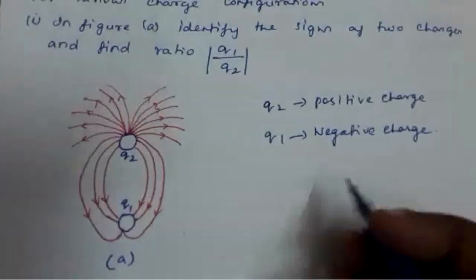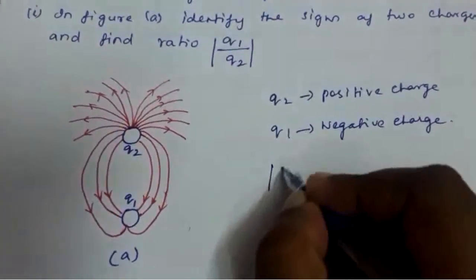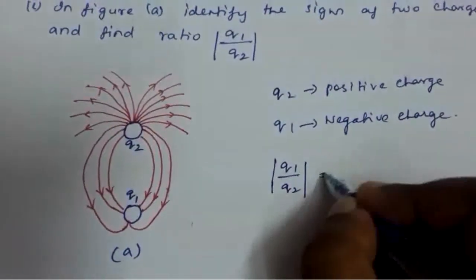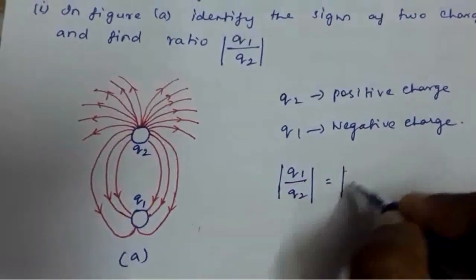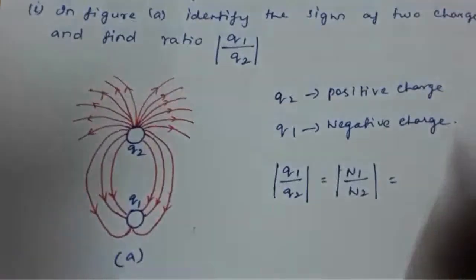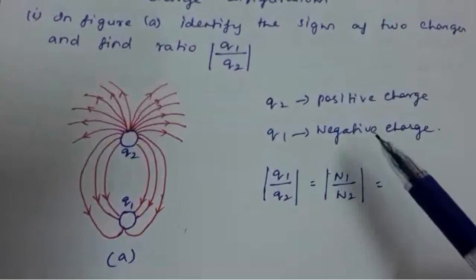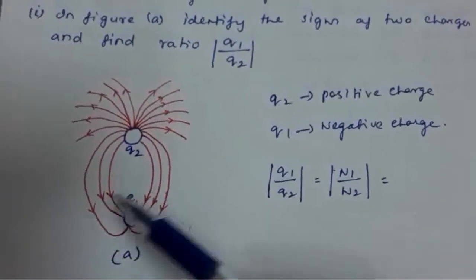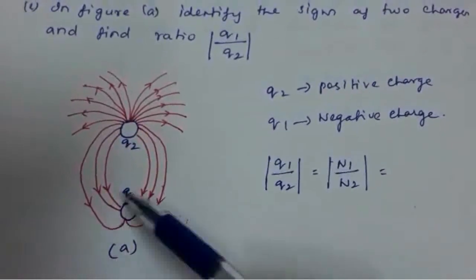Now you have to find the ratio of Q1 by Q2. The ratio of modulus of Q1 by modulus of Q2 is equal to modulus of N1 by modulus of N2. Now what is N1 and what is N2? The number of electric lines of force at Q1 is N1. So we can find out how many lines of force there are.